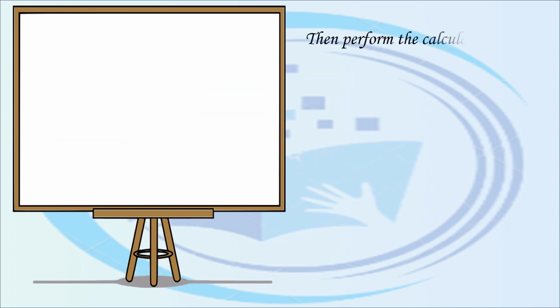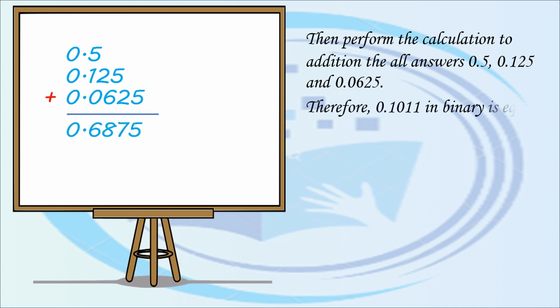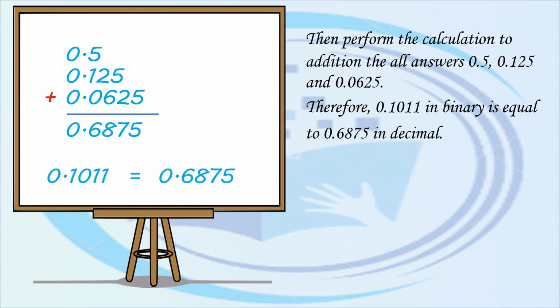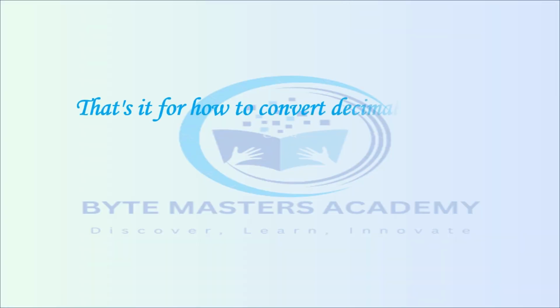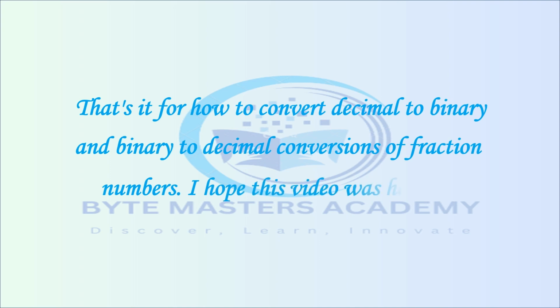Then perform the calculation to add all the answers: 0.5, 0.125, and 0.0625. Therefore, 0.1011 in binary is equal to 0.6875 in decimal. That's it for how to convert decimal to binary and binary to decimal conversions of fraction numbers.